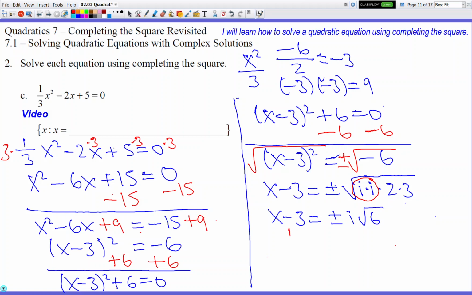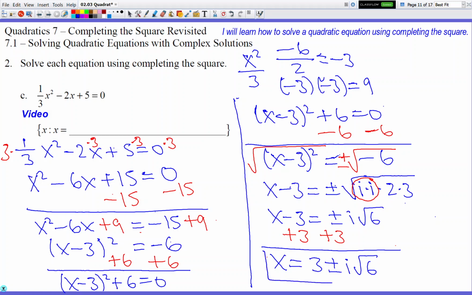We're almost there. Come on, you can do this, pen. So plus 3 on both sides. So we get x equals 3 plus or minus i root 6. And there's your answer. Yes, we made it.